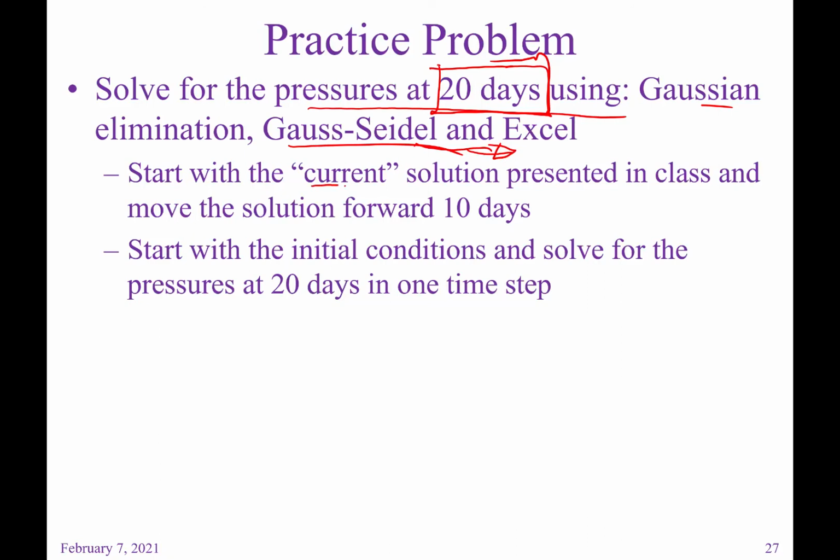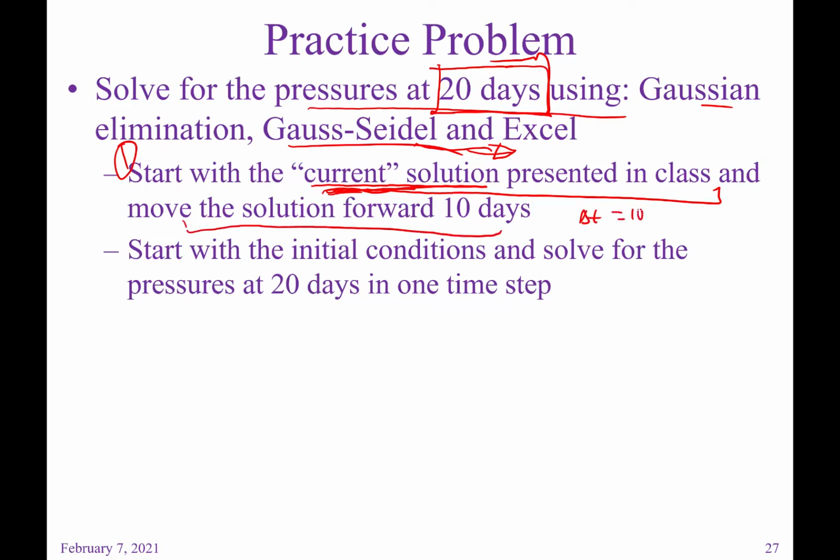You can start with, this is method 1. Start out with the solution we just got, right? After say 33 iterations when it had converged. Start out with that. And then move another delta t of 10 days.